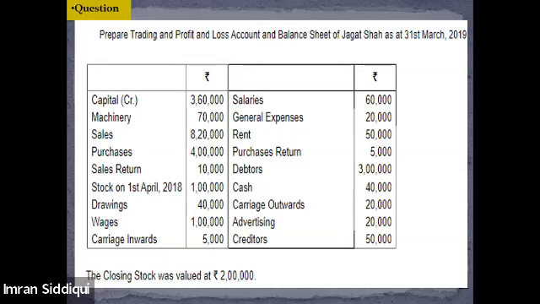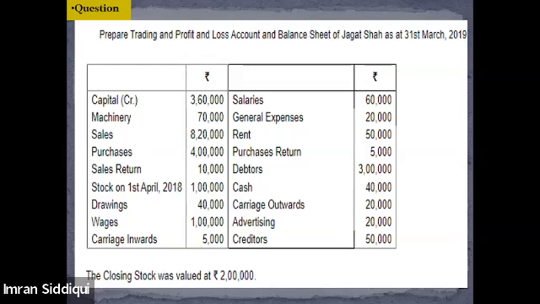Wages are direct expenses, will be recorded in the trading account. Carriage inward, again, is a direct expense, will be recorded in the trading account. Salaries is an indirect expense, will be recorded in the P&L. General expense is an indirect expense, will be recorded in the P&L. Rent is an indirect expense, will be recorded in the P&L. Purchase return will be adjusted with the purchases and recorded in the trading account. Rentals is an asset, will be recorded in the balance sheet on the asset side. Cash, again, is an asset. Carriage outward is an indirect expense, will be recorded in the P&L.